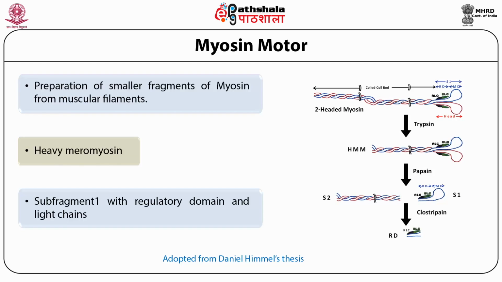It could be further digested by proteases, which gives only the regulatory domain and the motor domain separately. Most of the earlier structural studies were done on subfragment 1. In the last few years, as molecular biology techniques improved, myosin could be cloned and expressed in insect cells or Dictyostelium. But earlier, all the myosin structures were determined from natural sources.